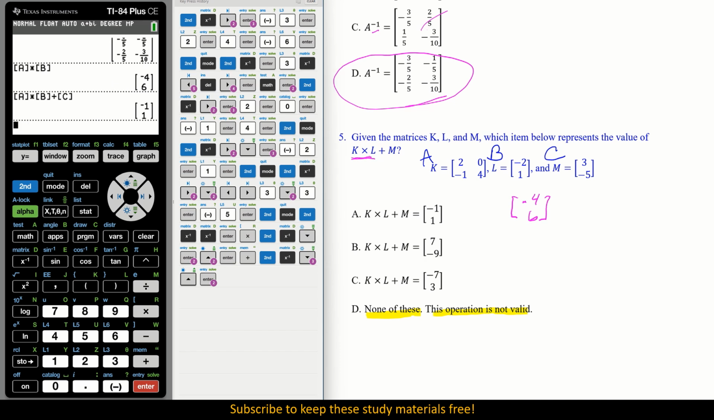Okay, and that gives me option A. Now we can verify that right here like this. Well, -4 plus 3 is -1, and 6 minus 5 is 1. So there we go. Verified in more than one way. All right. And obviously, D would be invalid. I mean, we're okay. We're valid. Everything worked out great, and our sizes were correct. So our operation was valid.